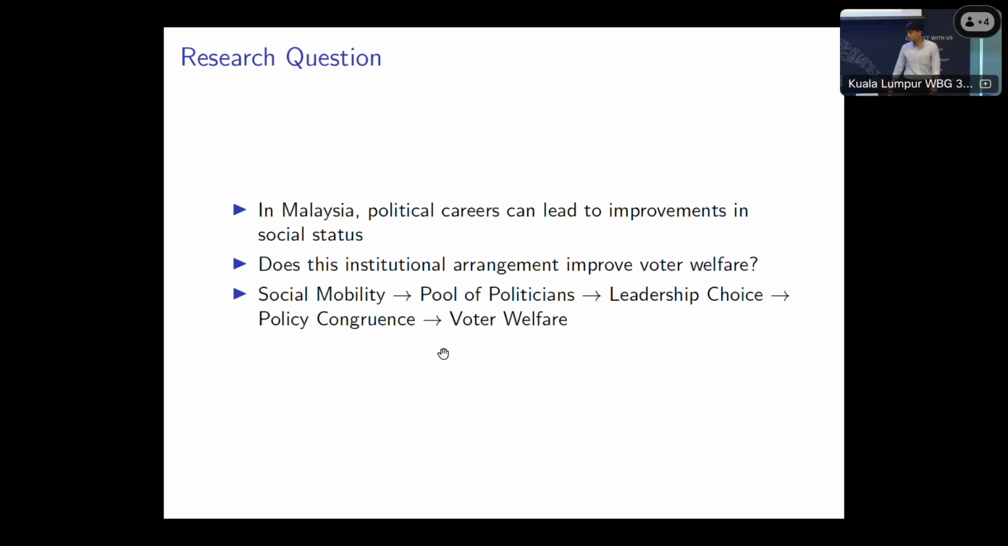So the social mobility. Sorry. Mobility is for the politician. You're not explaining social mobility as a macro. No. I'm not talking about the people who rise up from the B40 to the T20. I'm talking about people who are politicians, enter the office, and then they get the benefit of the office after they leave office indefinitely. So it's like a politician labor market.